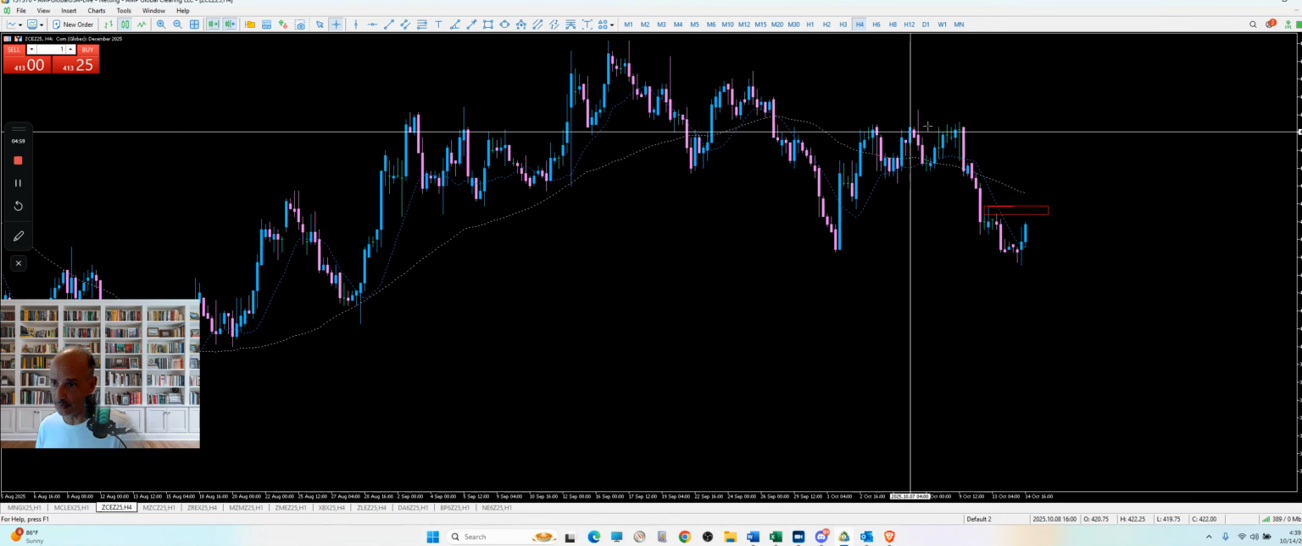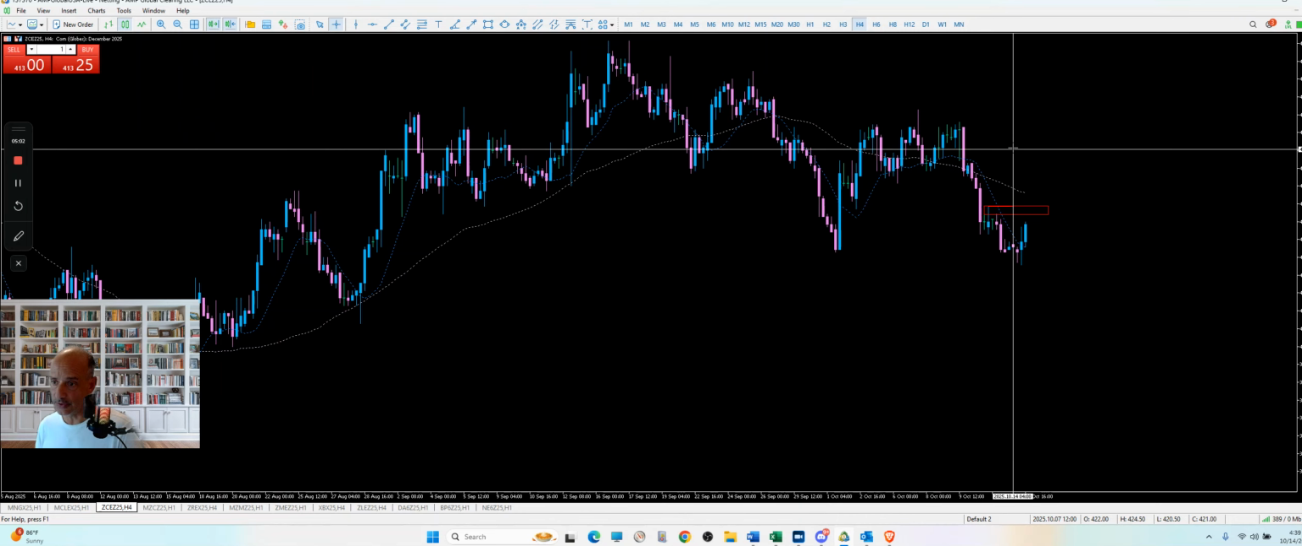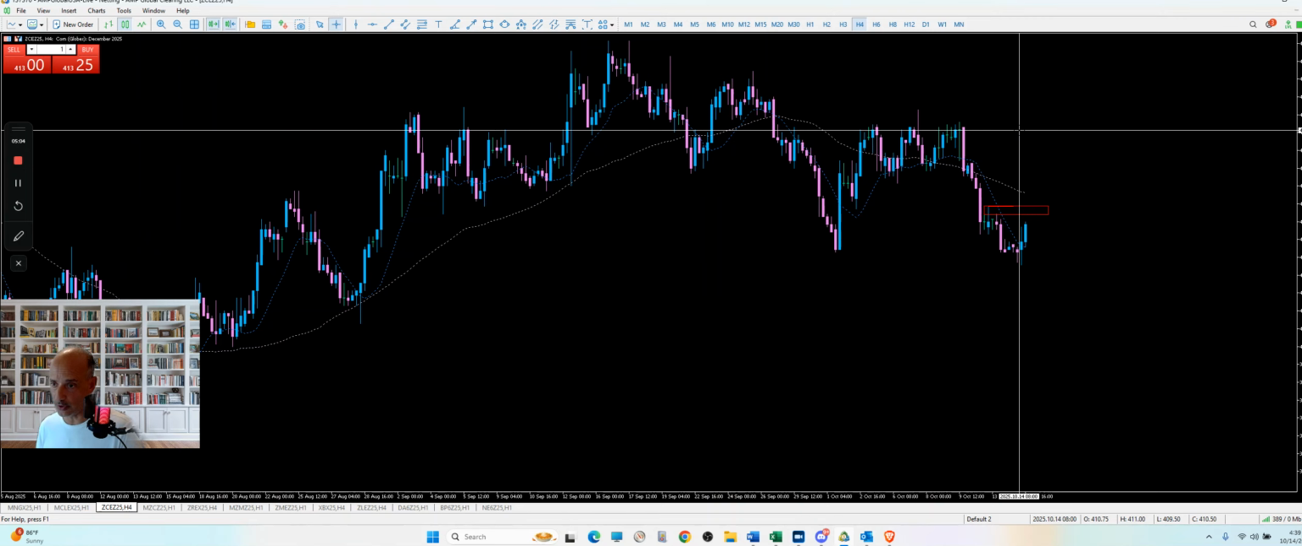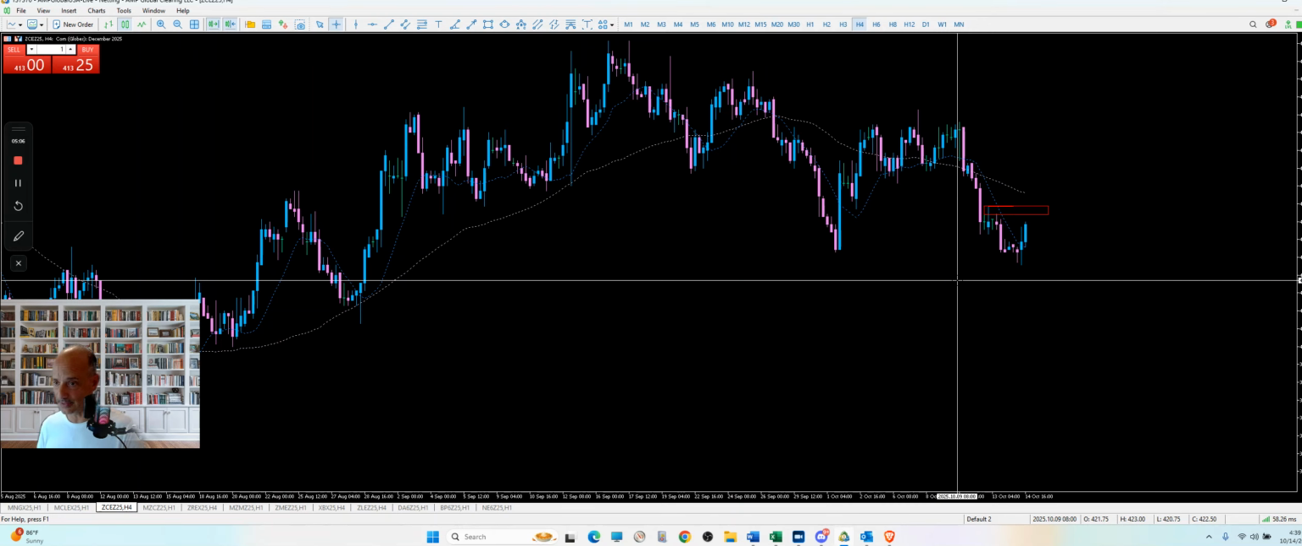We have this 4 hour zone up here. So we could see price kind of work back here. But it really just depends on what happens with this COT data.